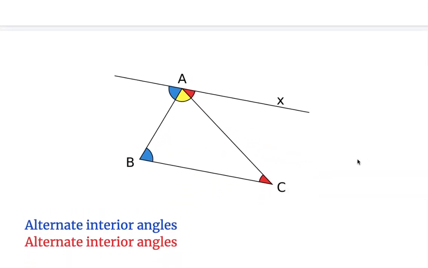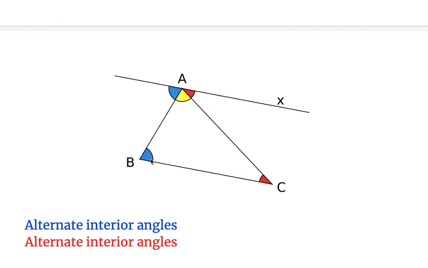So if we think about it that way, angle B and this angle up here form alternate interior angles. They're alternate because they're on opposite sides, and they're interior because they're inside these two parallel lines, BC and line X. And then we'll know that they're equal to each other, right?